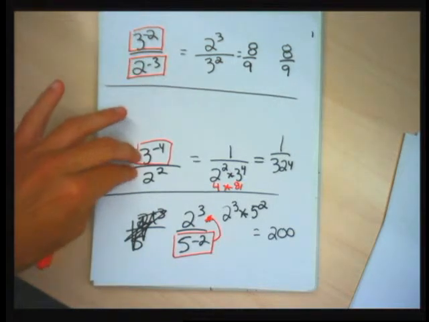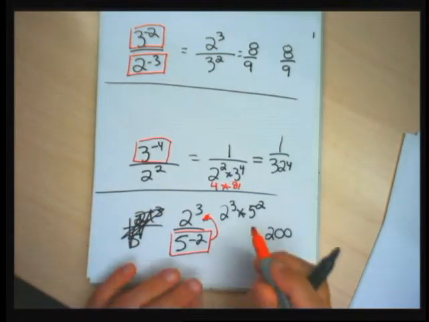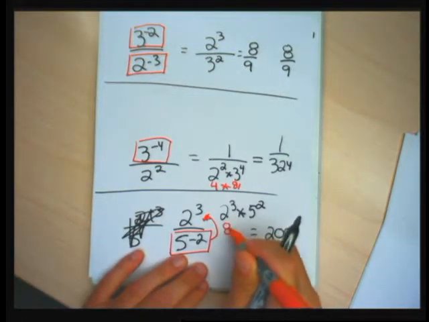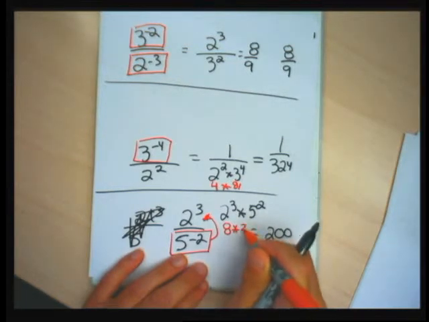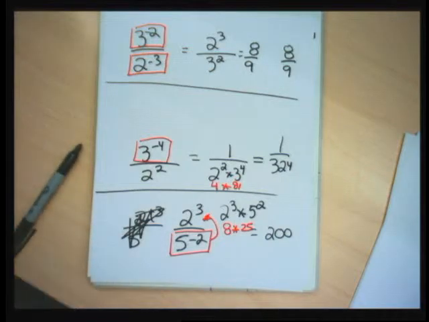The middle one I only move the numerator down. The bottom one I only move the denominator up. And if I did this on my calculator, or without my calculator, 2 cubed is 8, 5 squared is 25, and 8 times 25 is 200.